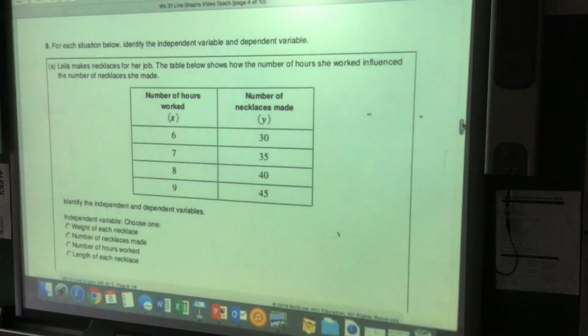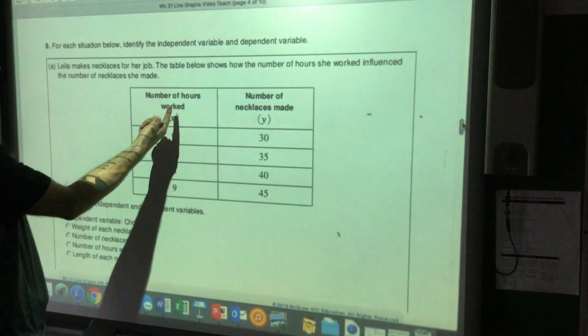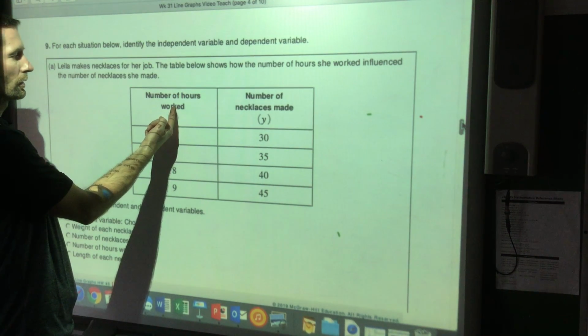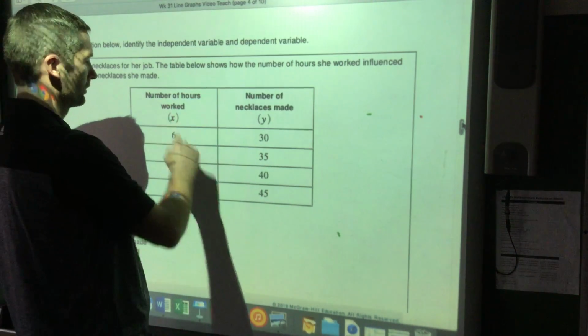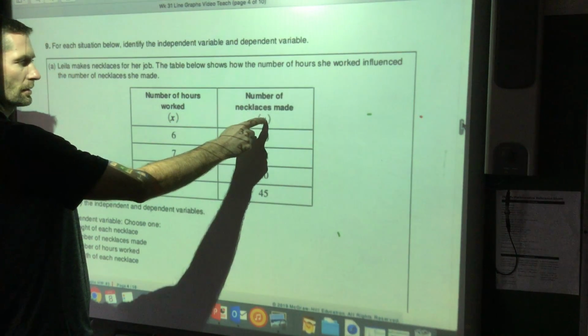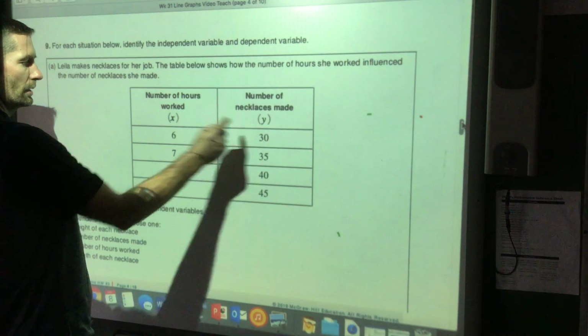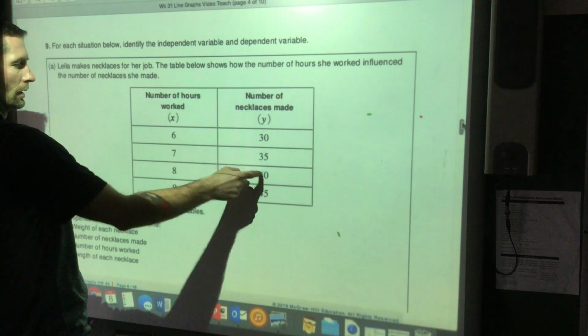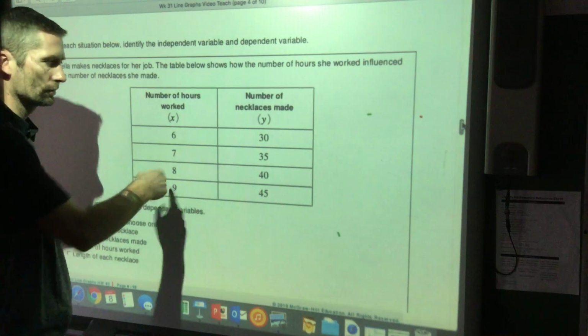Okay, for each situation below, identify the independent variable and the dependent variable. Layla makes necklaces for a job. The table below shows the number of hours she will work, how it influenced the number of necklaces she made. Okay, so which is the independent? Which influences the other? Well, number of hours worked. That would be what I put on my X. So that's my independent variable. That's the dependent. This depends on how much of this. The more necklaces you want, work more hours.